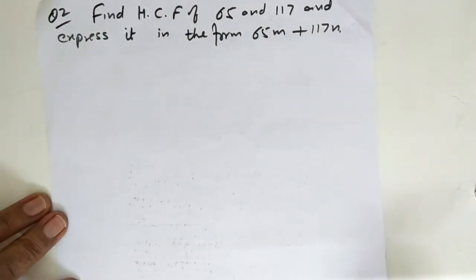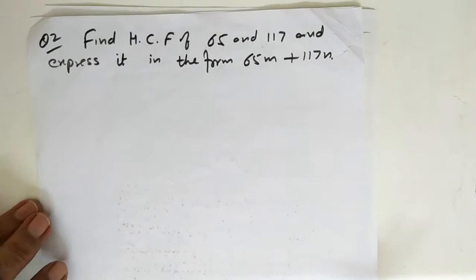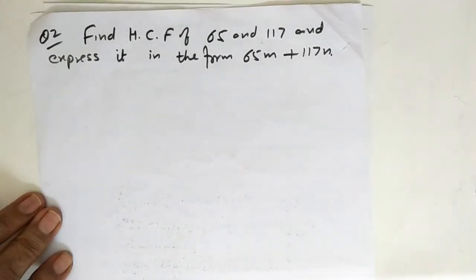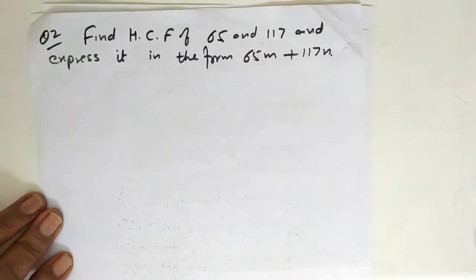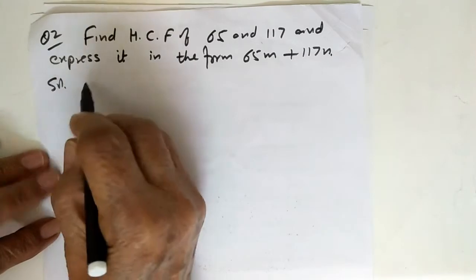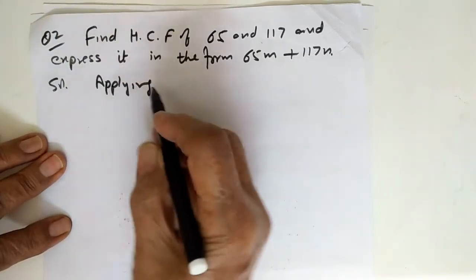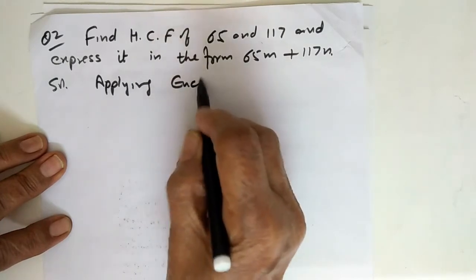Second question: find the HCF of 65 and 117, and express it in the form of 65m plus 117n. For this, again you have to apply Euclid's division lemma.